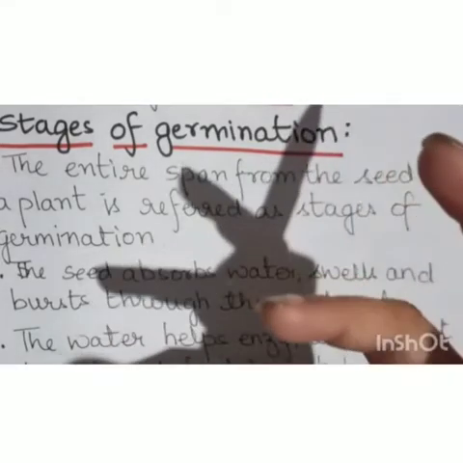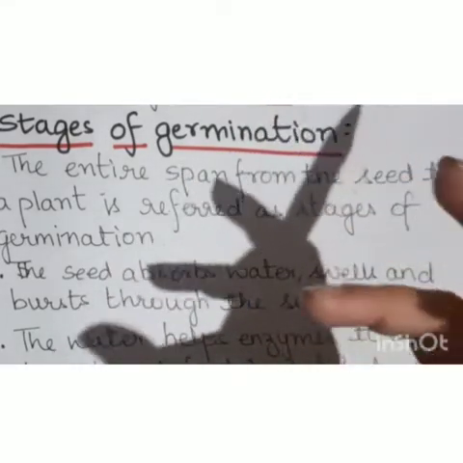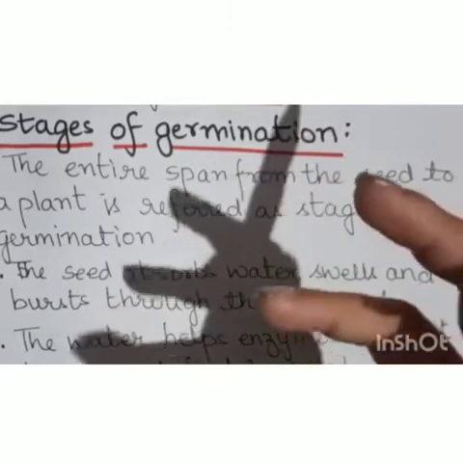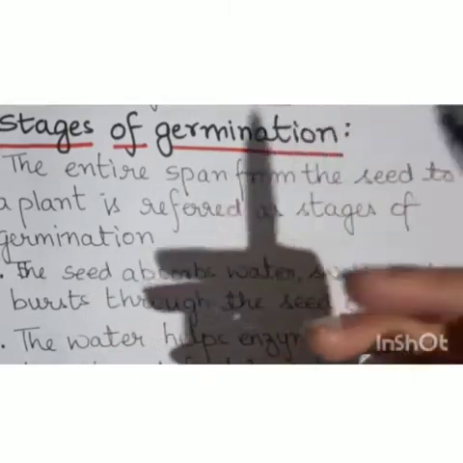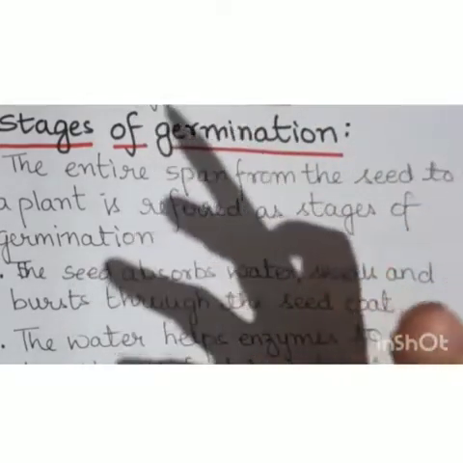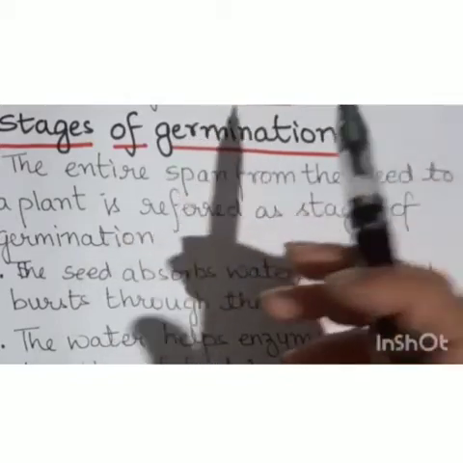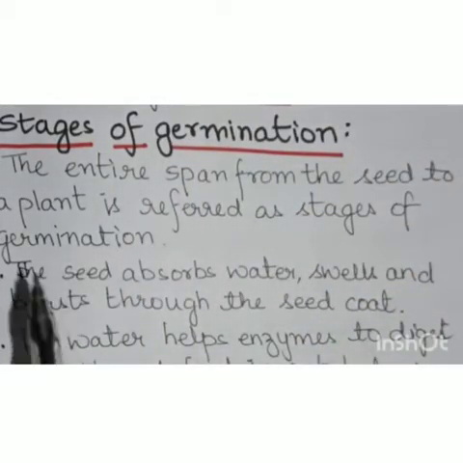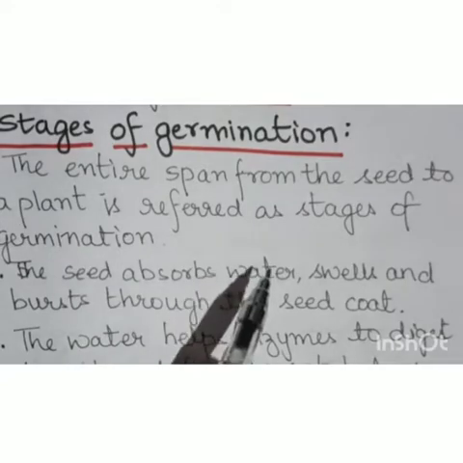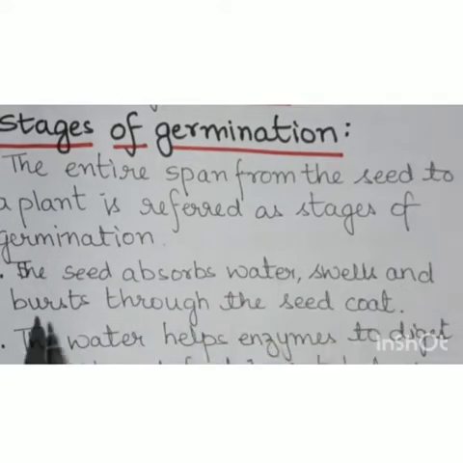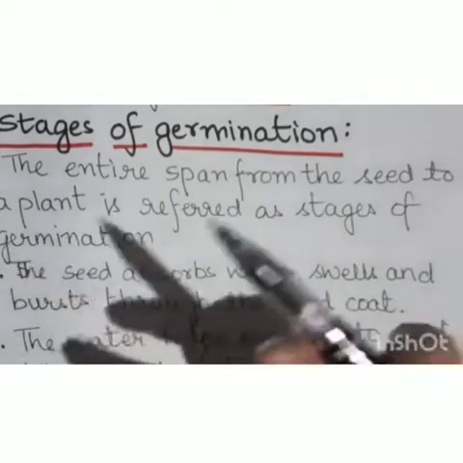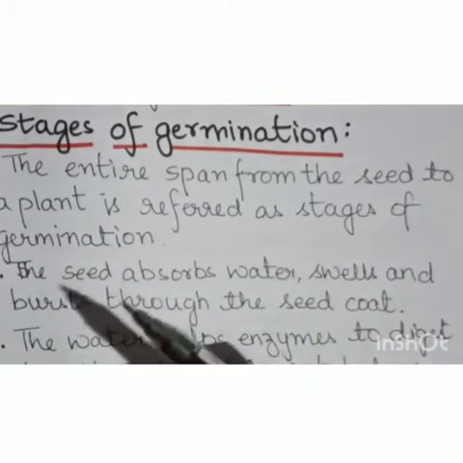So when a seed gets water, air and warmth, then it begins to grow. When a seed begins to grow, it is said to germinate. So here the first stage is the seed absorbs water, swells and bursts through the seed coat. And then the water that it absorbs helps enzymes to digest the stored food in cotyledons.